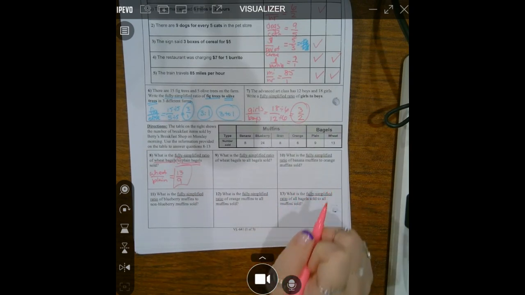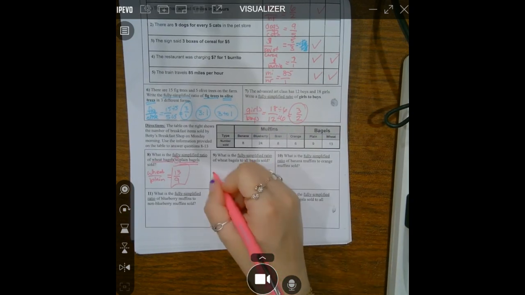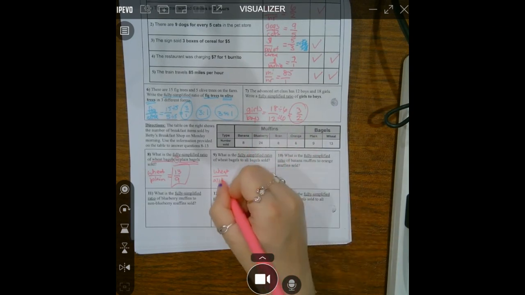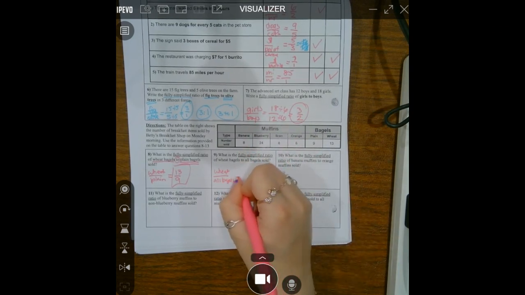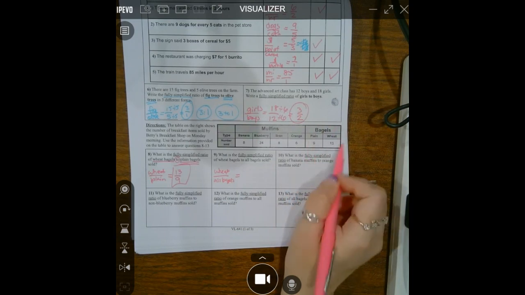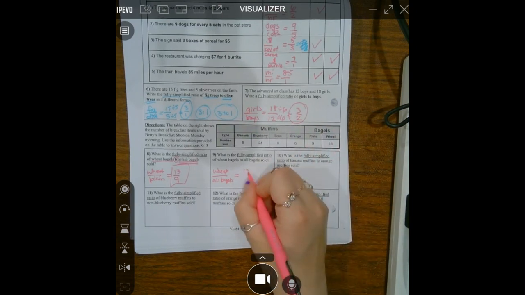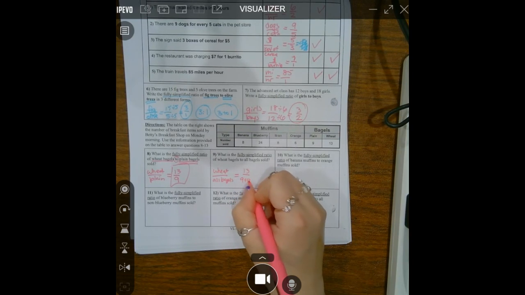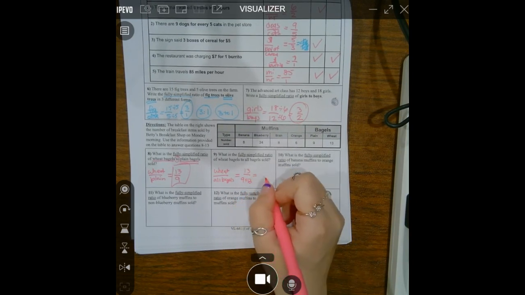What is a fully simplified ratio of wheat to all? So wheat bagels to, and instead of just putting all, you want to be specific because it's not all things, it's all bagels that are sold. Okay, so here's the bagel section, and the amount of wheat we said was 13, and then for all, it's both the plain and the wheat, so you would add those. And what is 9 plus 13?